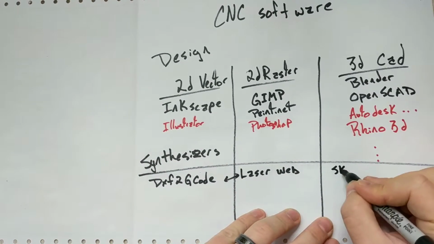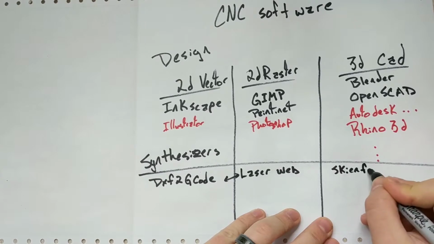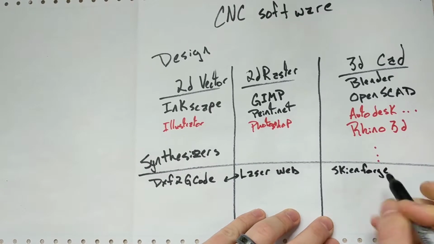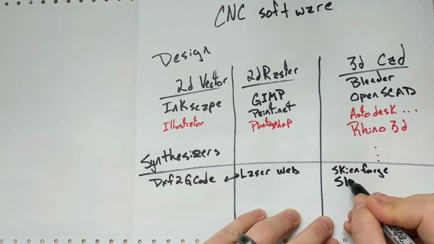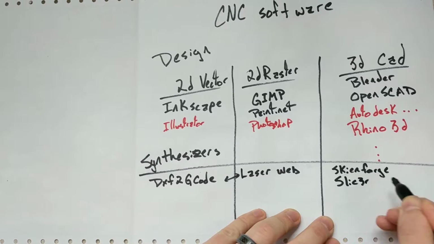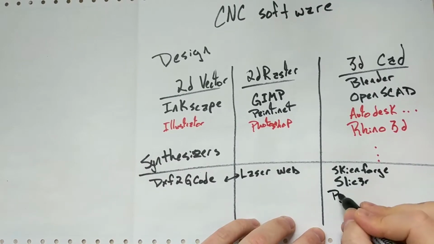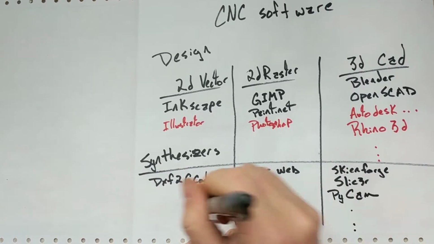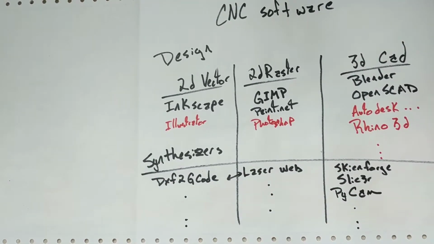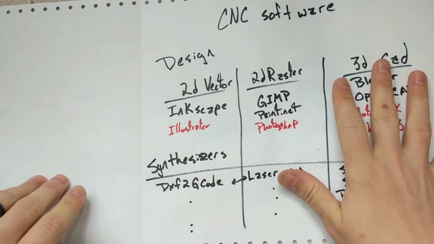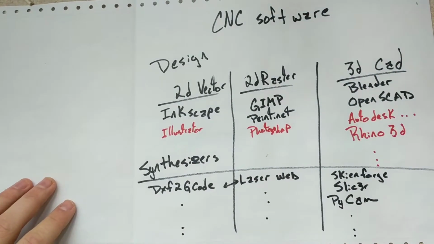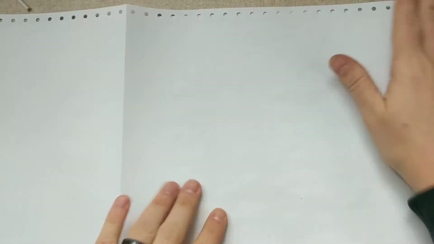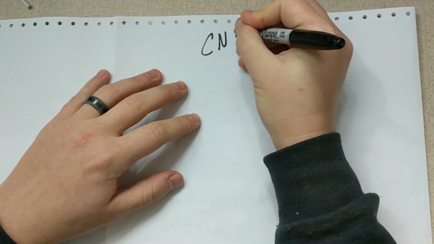For 3D CAD, I use SchemeForge for 3D printing. I have also used Slicer for 3D printing. And I've been experimenting with PyCAM. Of course, there's a lot of other synthesizers out there, both commercial and proprietary, but these are the ones that I've been focusing on. Alright, so let's continue on to the CNC hardware.